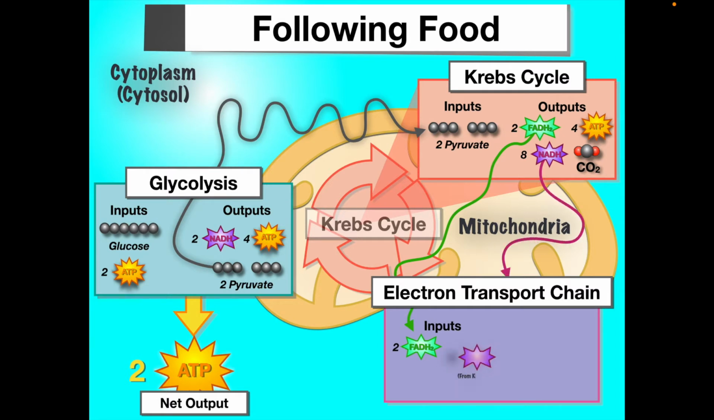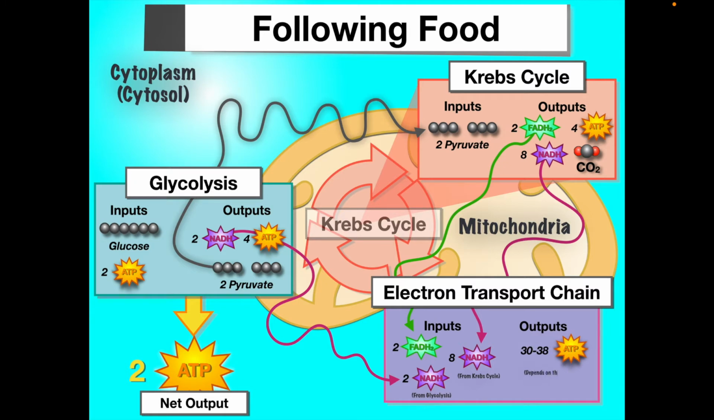So FADH2, 8 NADH from the Krebs, and 2 NADH from glycolysis are going to allow the transport chain to function and create that concentration gradient, which allows ATP synthase to generate anywhere from 30 to 38 ATP. Depends on which textbook you look at. But this is piecing it all together. It is these 3 steps.